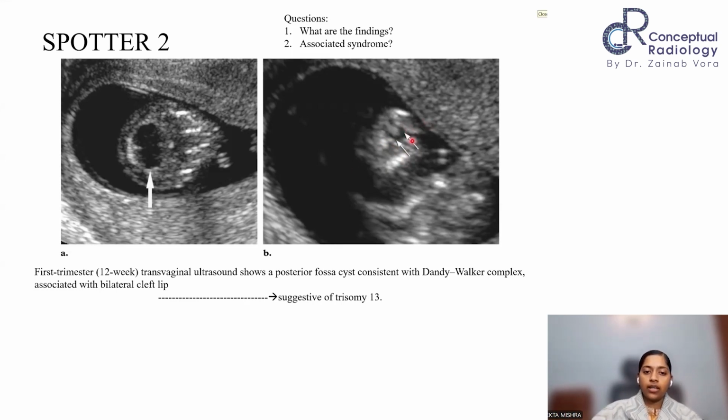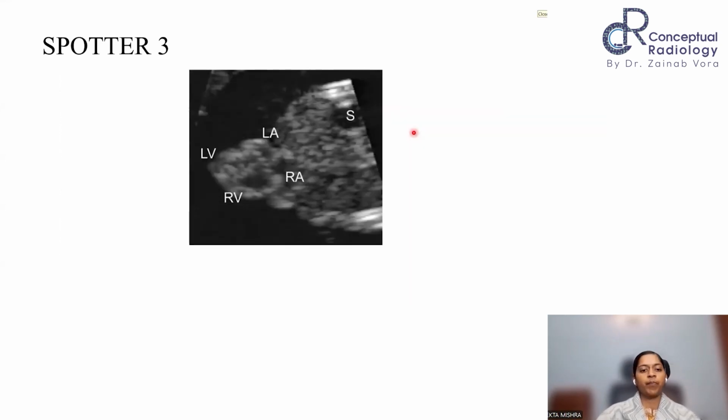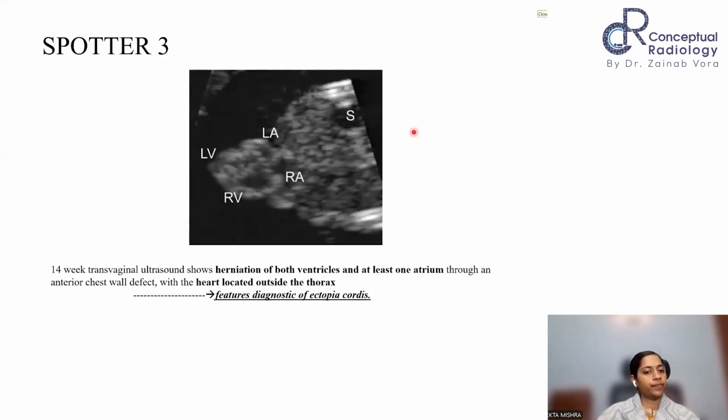So when the triangle is not complete, be it apex or the base, it points to a diagnosis. If the apex is not seen, absent nasal bone. If the palate is not intact, it's cleft palate. Okay, so this was ectopia cordis.